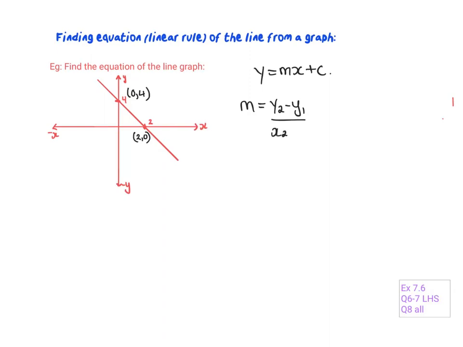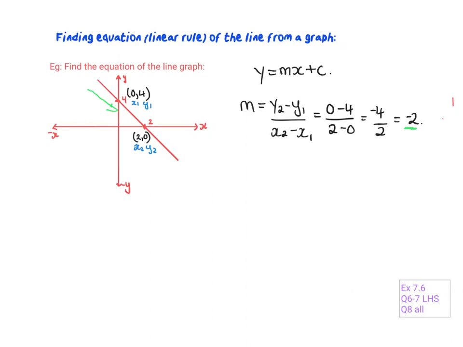So y2 minus y1 over x2 minus x1. It doesn't matter which point I label 1. I'm going to label this one 1 and that one 2. I'll still get the same answer if you change that around. So I have 0 minus 4 over 2 minus 0. So I get -4 over 2, which is -2. So the gradient is a negative, which is good because I see it's going in the negative direction. So that means I've found it right.